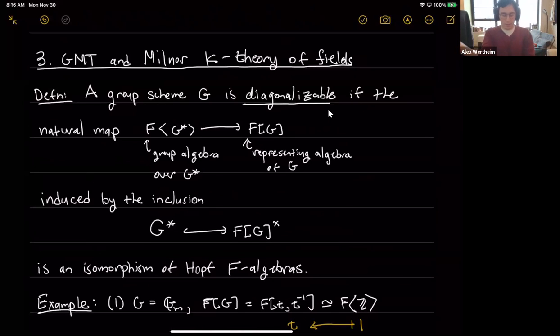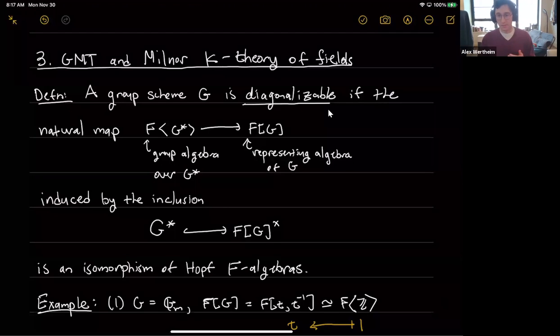Okay, so moving on to the class of group schemes and functors I wanted to talk about specifically for today's talk. First, I need to introduce the notion of a diagonalizable group scheme. One says that a group scheme G is diagonalizable if the natural map from the group algebra over the characters of G to the representing algebra of G, induced by the inclusion of the characters of G into the units of the representing algebra, is an isomorphism of Hopf algebras over F.